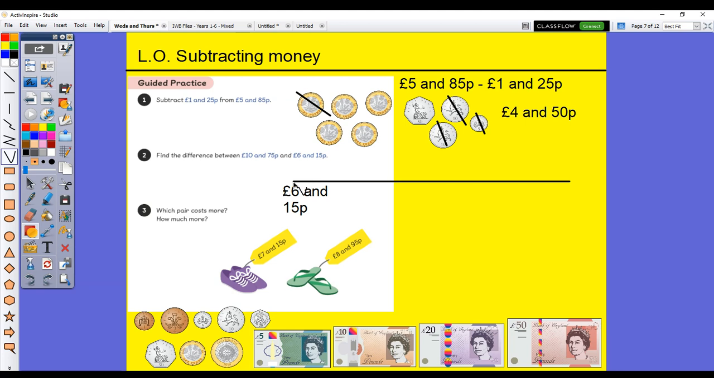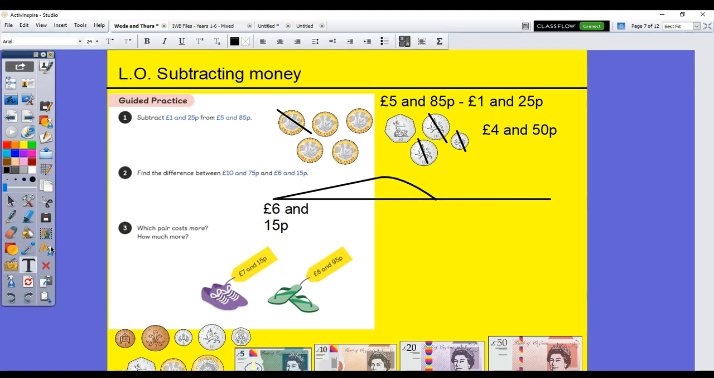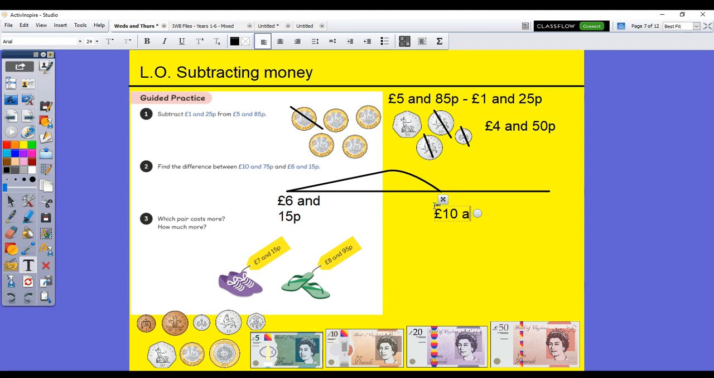And we are going to work out how many more we need to get to £10 and 75 pence. Okay, so let's go. £6.15. Let's find out how much more we will need if we wanted to get to £10 and 15 pence. So we know 6 plus something is going to equal 10. And how much is that going to be? £4. So we're going to add £4.